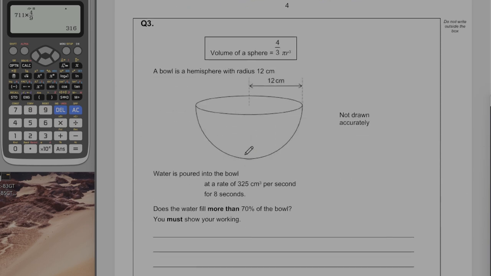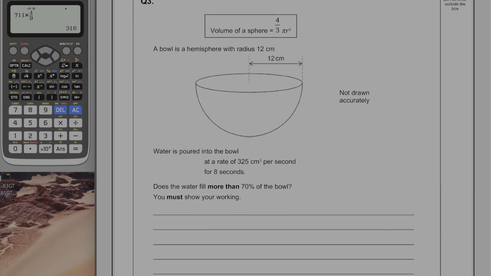Right. Question 3. A bowl is a hemisphere with a radius of 12. Water is poured into the bowl at a rate of 325 centimeters cubed per second. For 8 seconds, does the water fill more than 70% of the bowl?